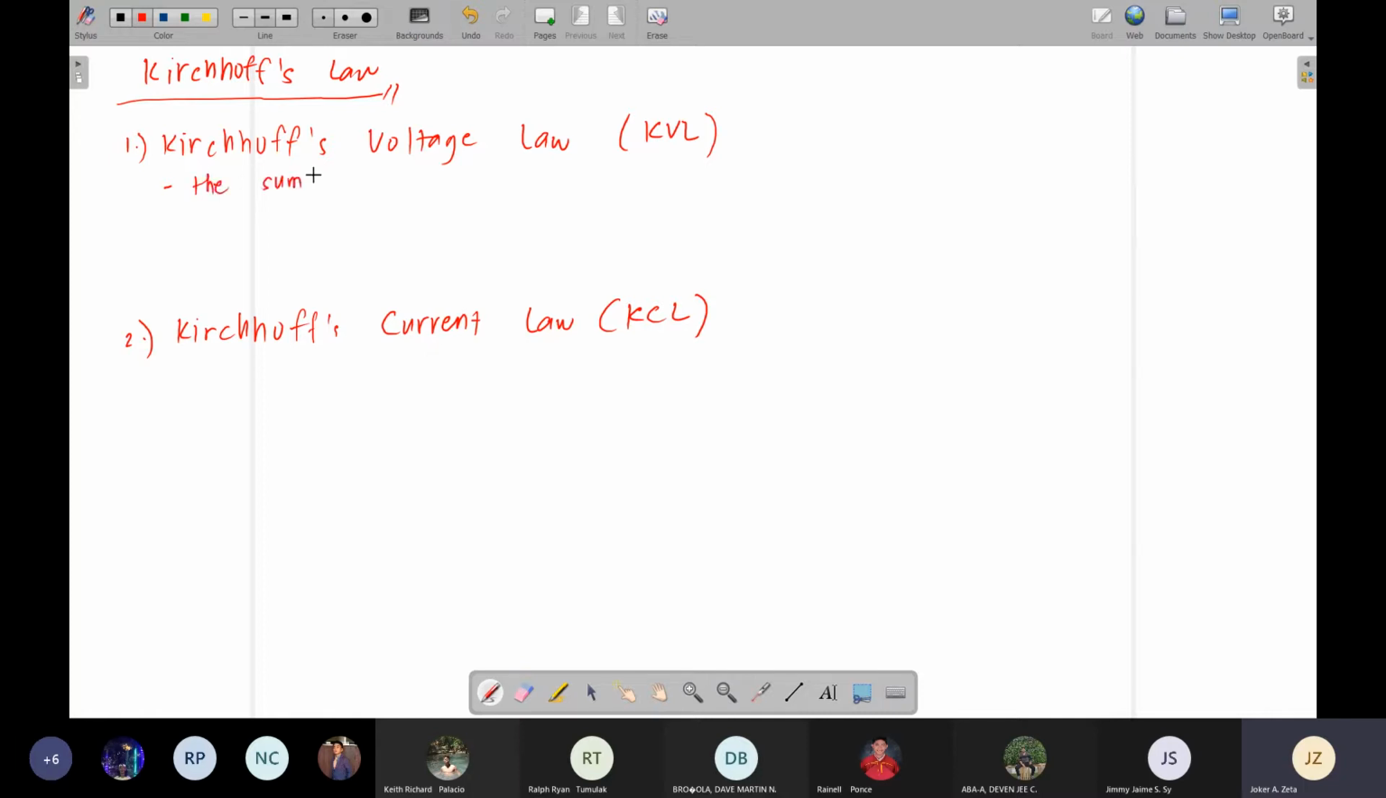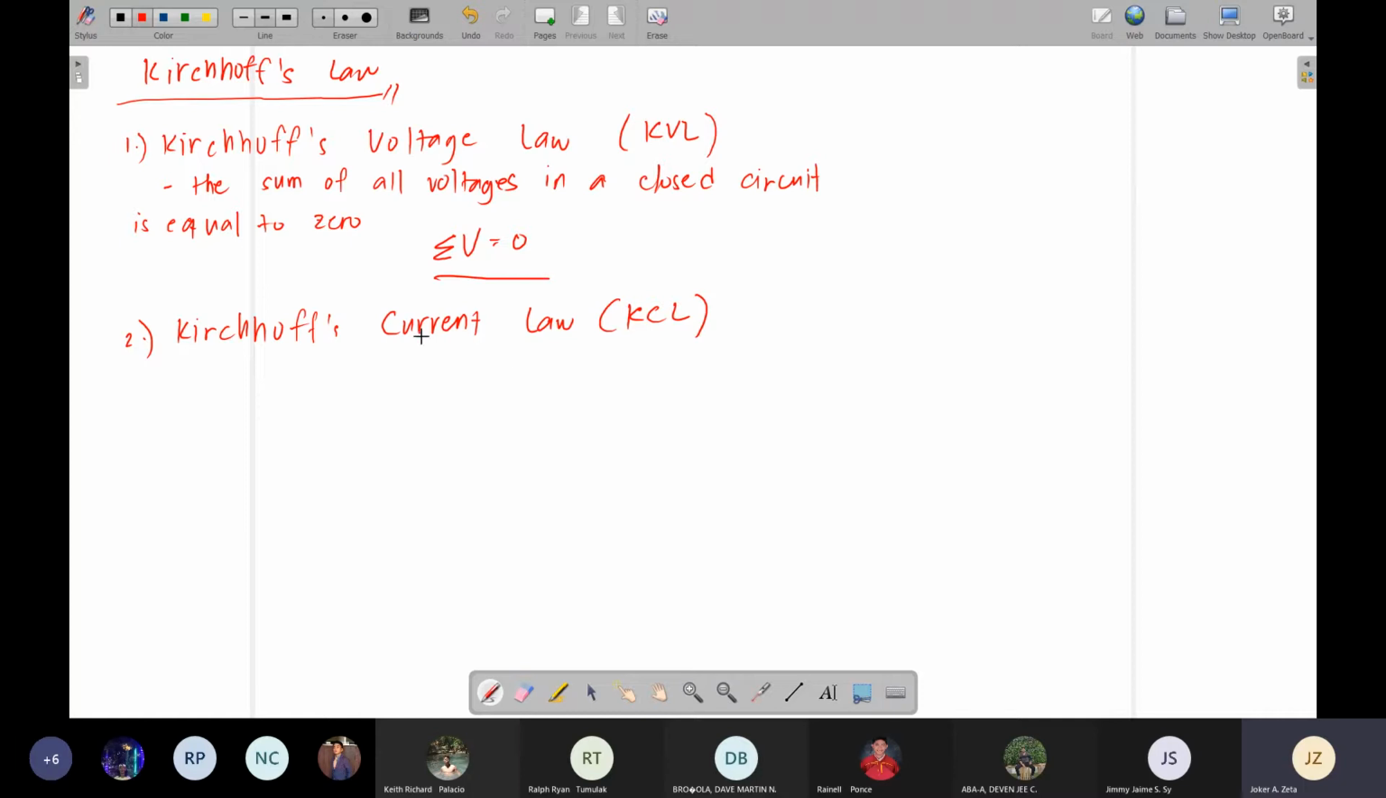the sum of all voltages in a closed circuit is equal to 0. Okay? Again, the sum of all voltages in a closed circuit is equal to 0. Meaning, sum of all voltages is equal to 0. Yan ang ka-simple sa Kirchhoff's voltage law.